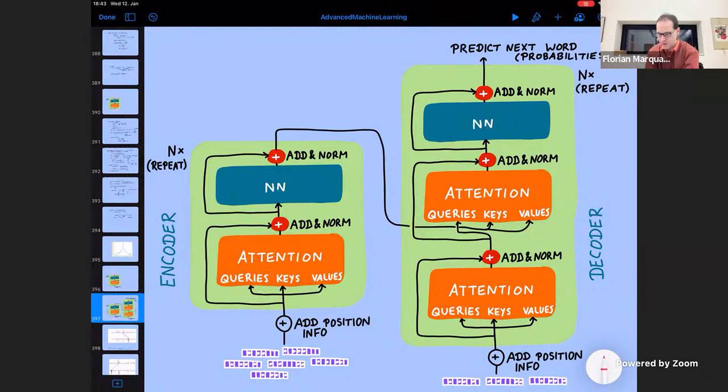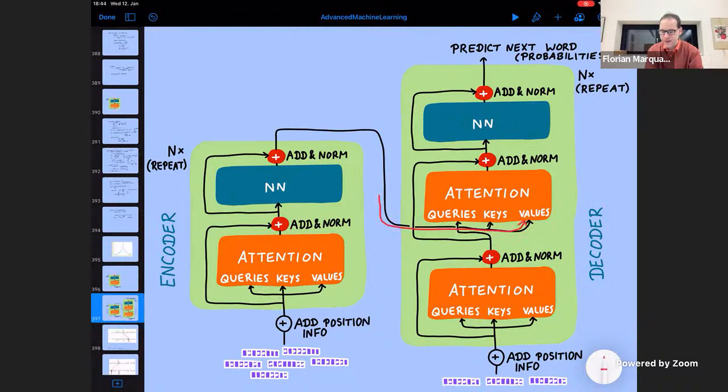First, you take your set of objects that represent all the words that are beginning to form the new sentence. You add the positional information as usual, and you get your attention. This is the usual self-attention, the same kind of attention we have discussed in the encoder, so that you are starting to process this sentence. And then as a next step, the end result of these n layers of the encoder is fed into the decoder architecture. This is what comes in here.